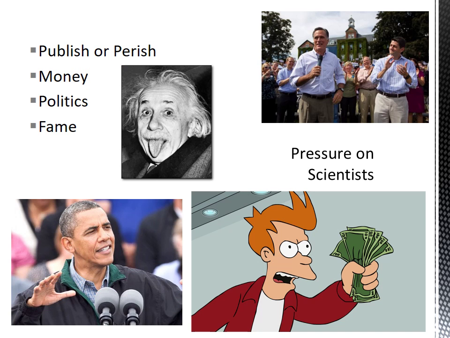Now, scientists have a lot of pressure on them. There's a lot of pressure to include bias, to make results go the way that somebody else thinks they should go. You've got this pressure called publish or perish. You may have heard that term before. Publish or perish is something that's really big at research universities.